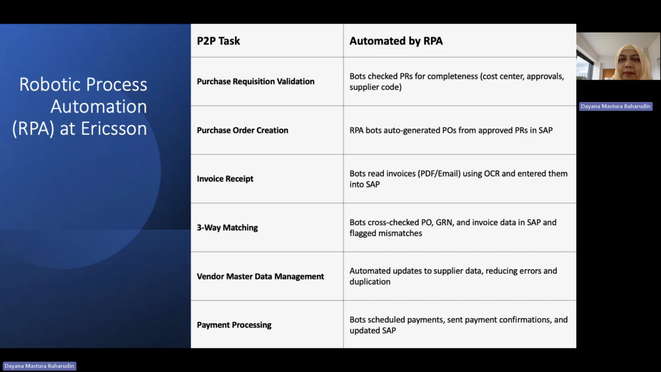And invoice receipt: bots read invoices using OCR. They don't have eyes, but they have OCR as a tool, and would key the information into the SAP system. Then they would have the three-way matching. The bots cross-check the PO, GRN, and invoice data in SAP and flag mismatches. Who is going to look at the flagged mismatches? Usually it's a human. Then vendor master data management: automated updates to supply data, reducing errors and duplication. And finally, payment processing: bots schedule payments, send payment confirmations, and update SAP systems.